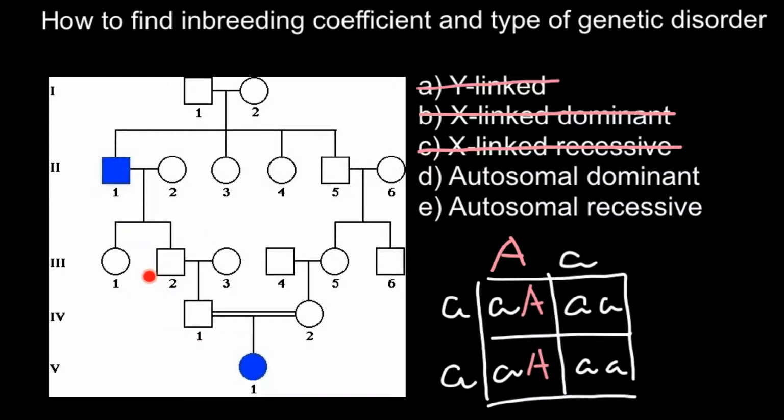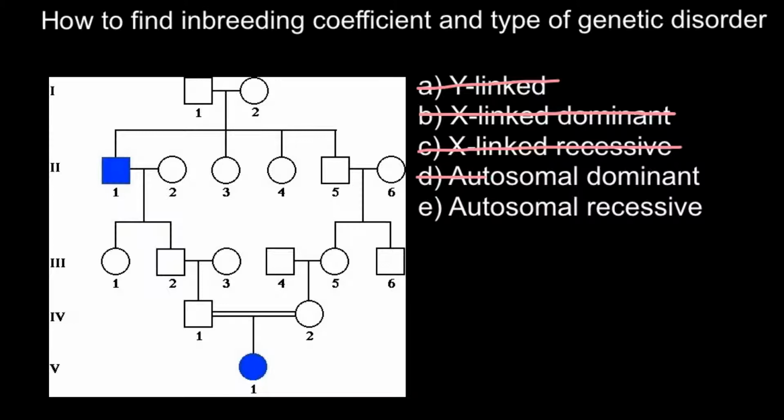Once again, these two persons have to be carriers or have to be affected in our scenario of the autosomal dominant genetic disorder, but we see that these two persons are phenotypically normal, so they must be small a, and of course in this scenario they wouldn't be able to pass this defective dominant allele to the following generation, so we can exclude this variant also. And we are left with only one answer, autosomal recessive.